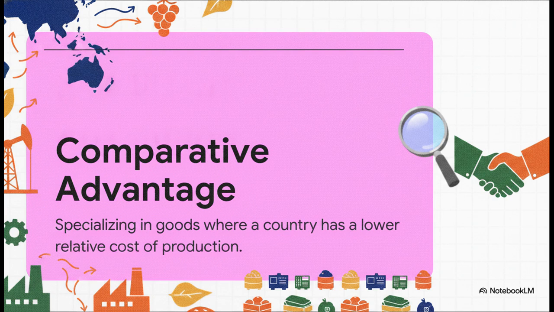First, free trade, which is simply the exchange of goods across borders without artificial barriers. Second is the principle of comparative advantage, propounded by David Ricardo way back in the 19th century. Ricardo argued that a country should specialize in producing goods where it has a lower relative cost compared to other nations. And this is actually highly counterintuitive. Ricardo proved mathematically that even if one country is phenomenally efficient and literally better at producing everything than its neighbor, it still makes mathematical and economic sense for them to specialize in trade.